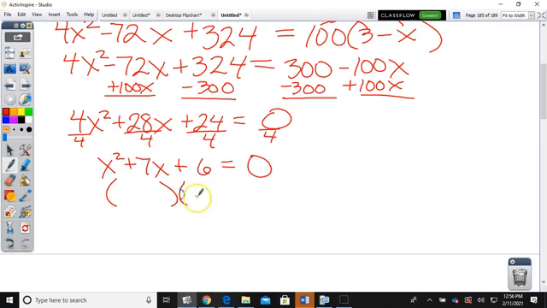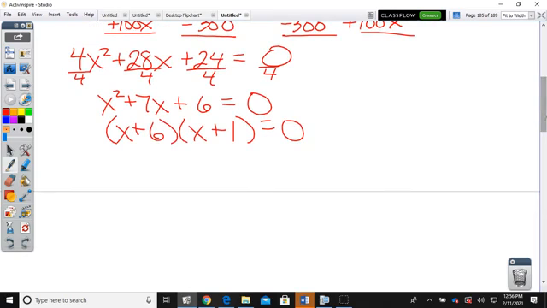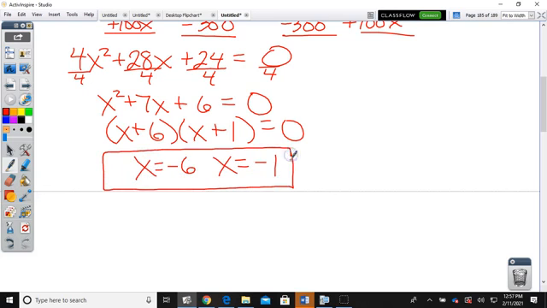And now I can factor. Thank goodness. Two numbers that multiply to be 6 and add up to 7 are 6 and 1. So for my final answer, x equals -6 and x equals -1. Woo. You do need to plug them in to check them. I've already done so because I looked at the book and they said it works.